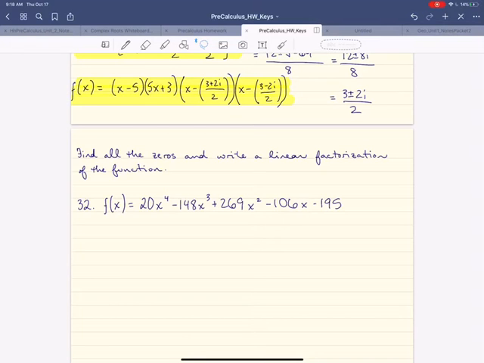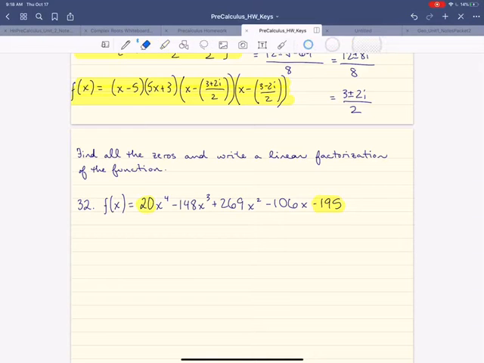In this problem, we're asked to find all the zeros and write a linear factorization of the function. And we are allowed to use Desmos, and the reason is, if we were to write out a complete list of all the possible rational roots, that list would be very long, and it would be possible for us to check everything, but in the interest of time and efficiency, we'll use technology to speed up this process.